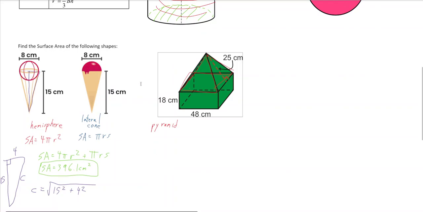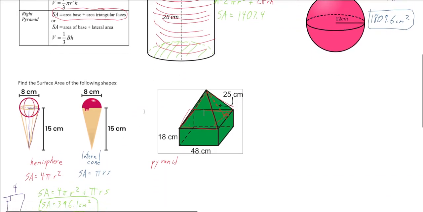So the surface area of the pyramid is going to be the area of the base plus all the triangular parts. So in this case, there's 4 triangles, and we're not including the base because it's covered up. So 4 times the base times the height divided by 2. Okay, so we'll get to that.